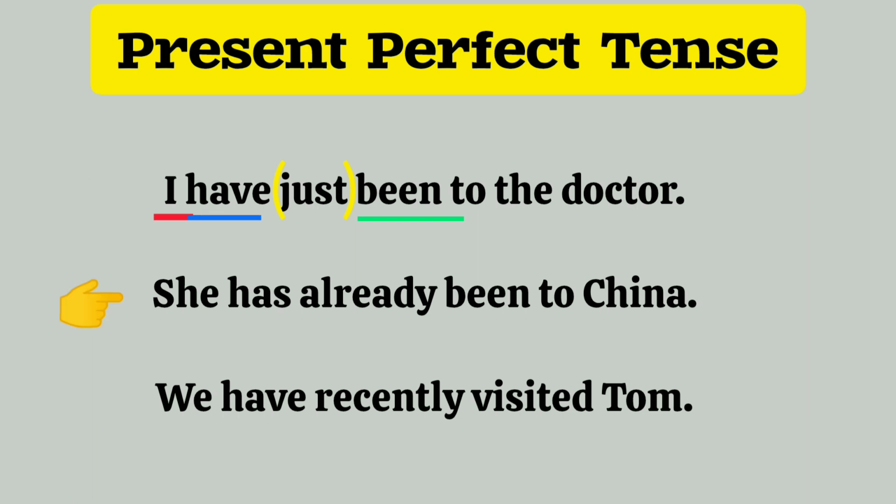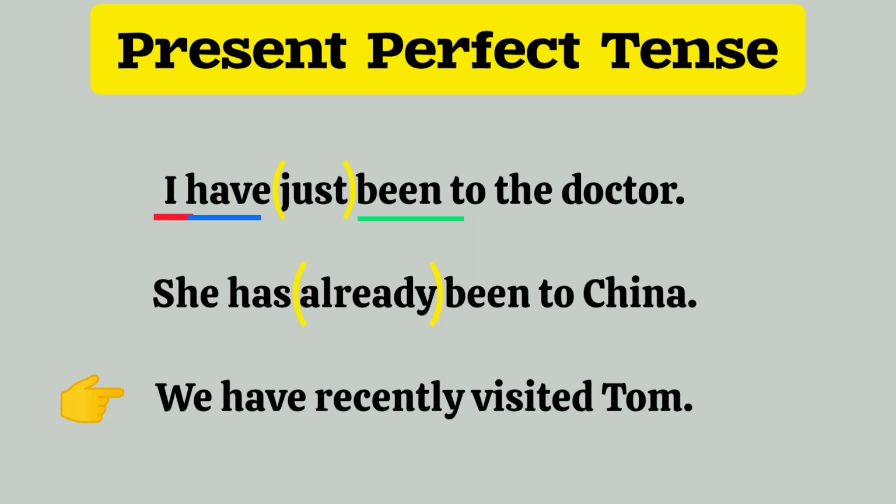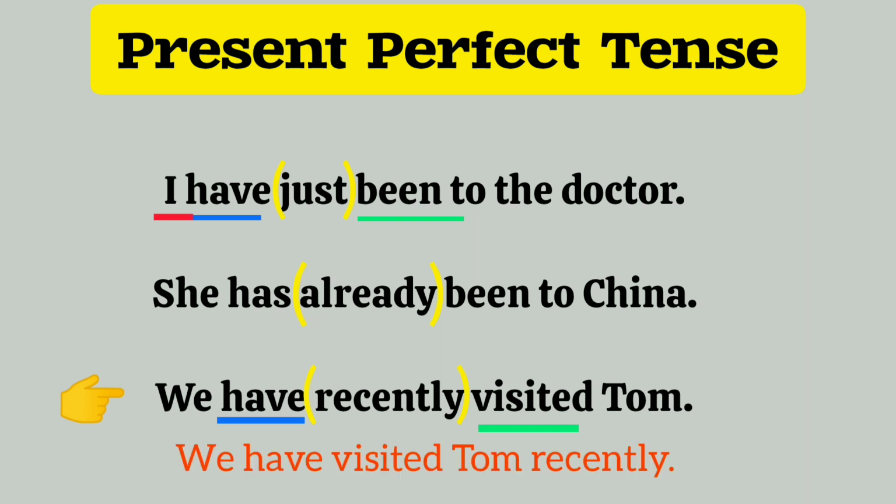The next one, she has already been to China. Already is another word you can use to show that this action recently happened. However, already can be moved to the end of the sentence. So it's perfectly fine to say she has been to China already. And in the last example, we have recently visited Tom. Again, you put this word between have and the verb. Or you can also put it at the end of the sentence. We have visited Tom recently.